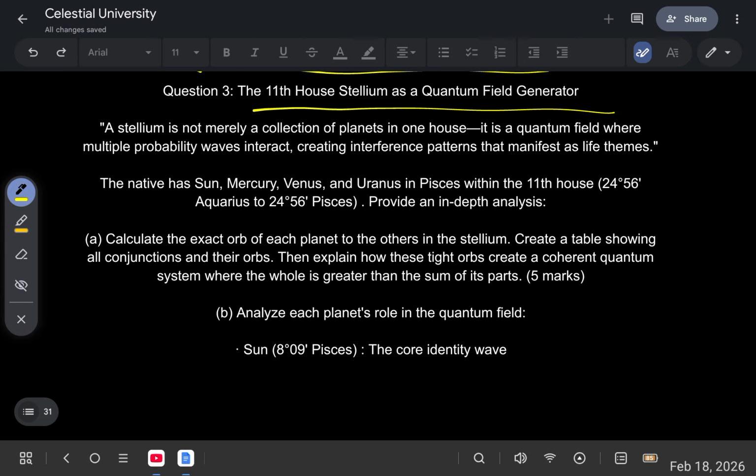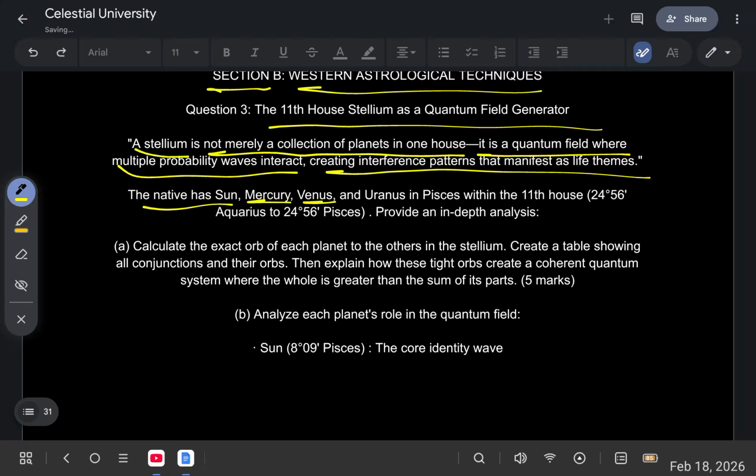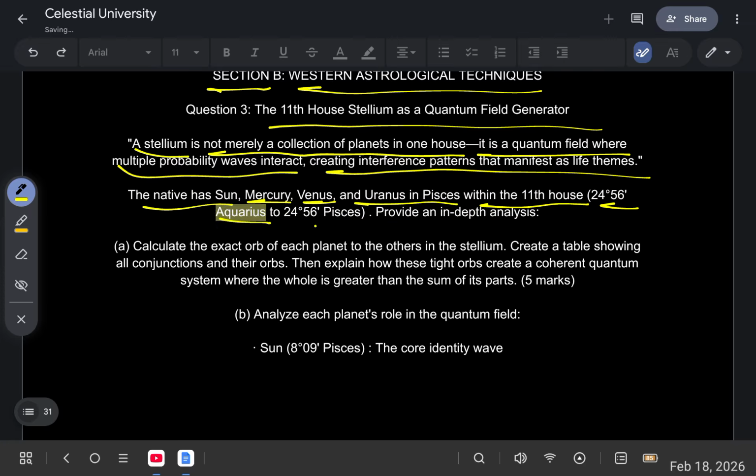So a stellium is not merely a collection of planets in one house. It is a quantum field where multiple probability waves interact, creating interference patterns that manifest as life themes. For example, this native has Sun, Mercury, Venus, and Uranus in Pisces within the 11th house, 24 degrees 56 Aquarius to 24 degrees 56 Pisces.